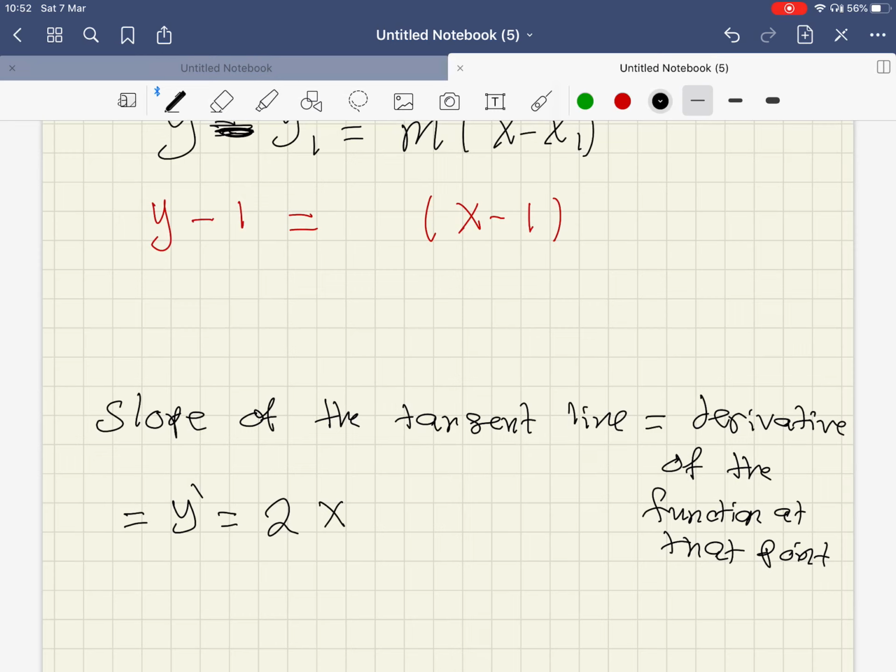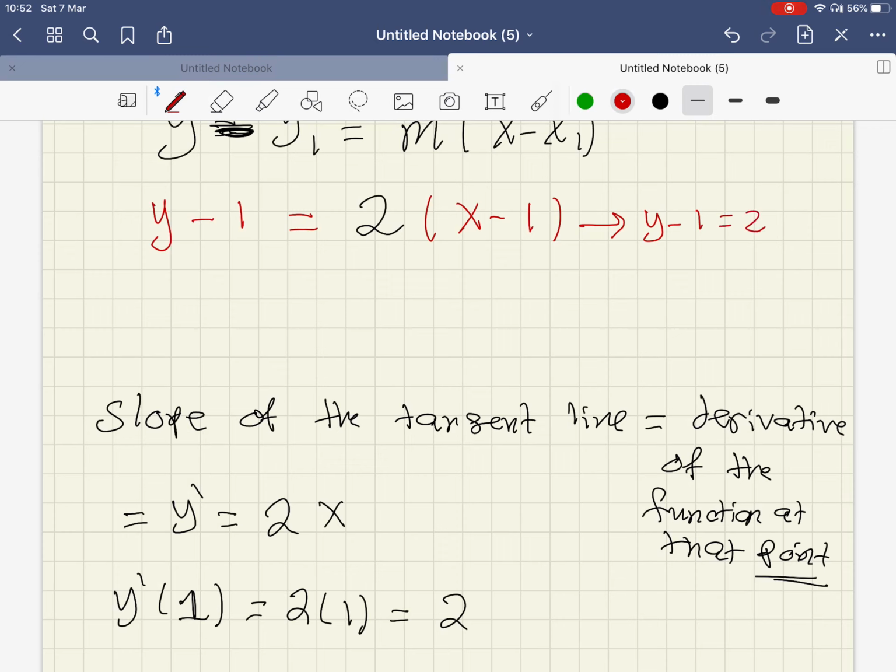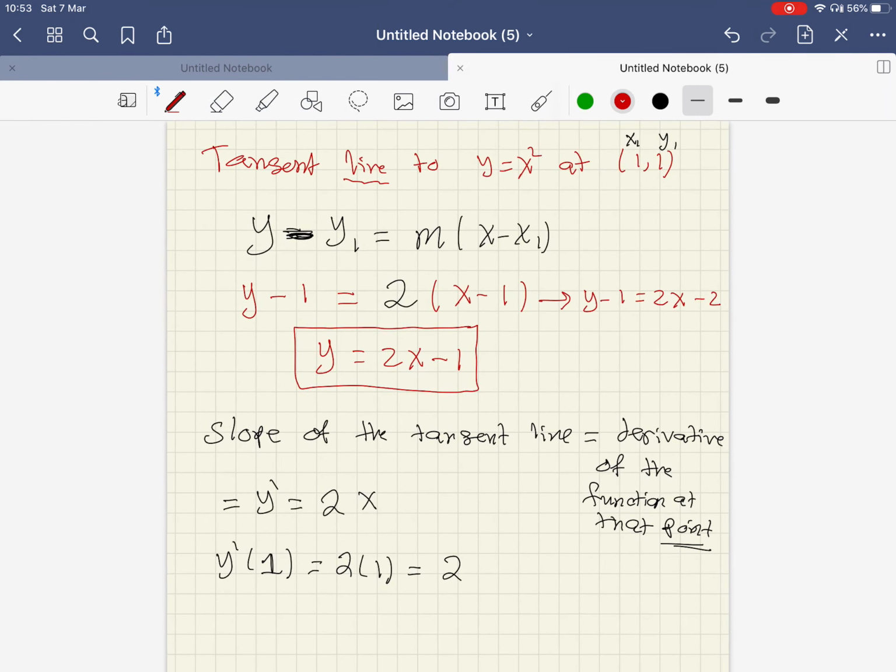Unfortunately, we cannot keep it like this because 2x is not a number. What we need is a number, and we need it at the point we are talking about. So how much is the x at that point? It is 1. So it will be 2 times 1, which is just 2. And that's what I will plug in here. Just a quick simplification: y minus 1 equal 2x minus 2. And finally, y will be 2x minus 1. And that's the equation needed to solve the question.